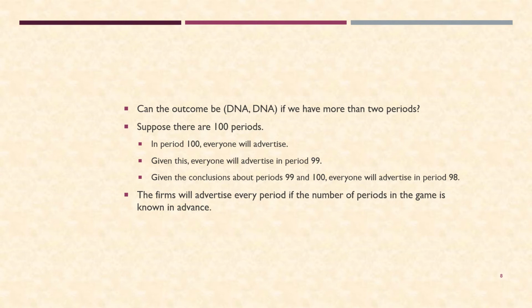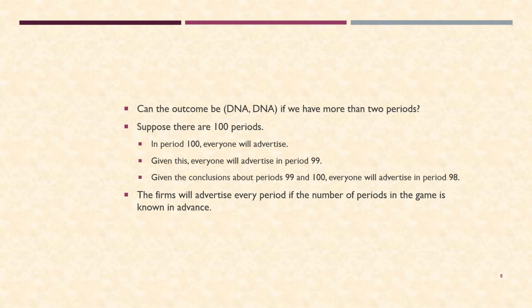Will the result necessarily change if we allow for more periods in the game? The answer is no. Suppose there are 100 periods in the game. Let us first consider period 100. The payoff matrix in this period is the same as the one we had in the one-shot game. Hence, in period 100, everyone will advertise.